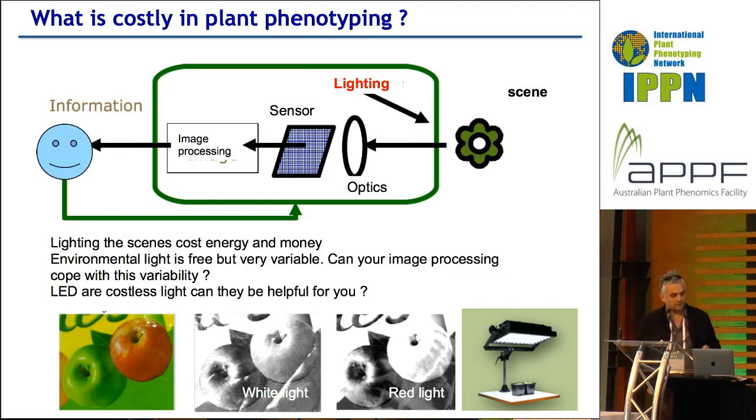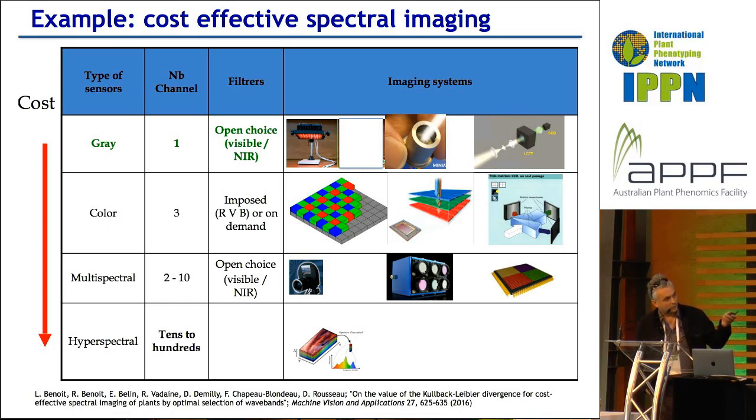Now, let's go back to this pipeline. Light also can somehow be costly. It costs energy and money, and maybe you can deal with the natural light if you're working in field condition, but there's a lot of variability, so you may use some LEDs. And a couple of years ago, we designed a solution on how to use a very limited number of spectral bands to avoid using hyperspectral imaging, which is costly indeed.